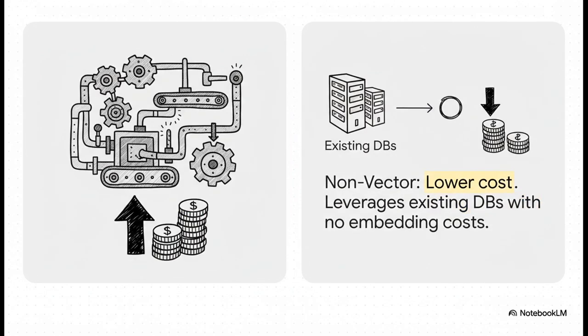Next up, let's talk about money. Vector RAG can get expensive fast. You're talking about building new pipelines for embeddings, managing specialized databases. It's a big operational lift. A non-vector approach? Well, that often just uses the SQL databases and search engines you already have, which can make it dramatically cheaper and simpler to get off the ground.